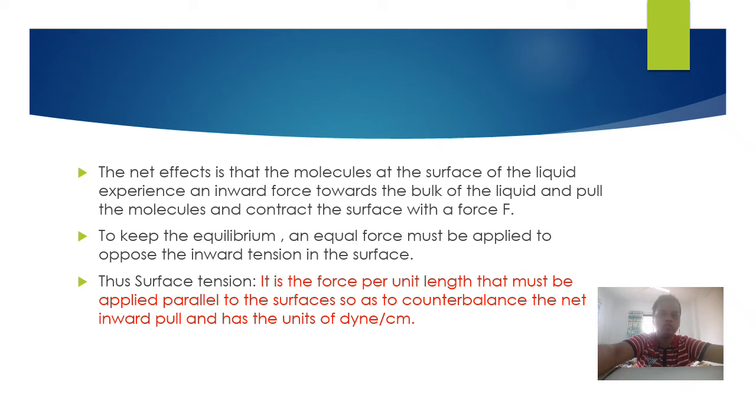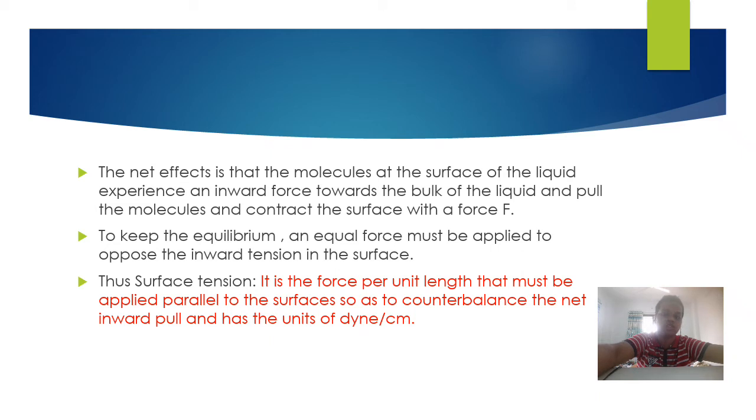So in order to keep the equilibrium, an equal force must be applied to oppose the inward tension in the surface. As we know, in each and every field, the presence of equilibrium is very essential. So an equal force must be applied in order to oppose the inward tension, and due to this the surface tension develops. So now what is the definition of surface tension?